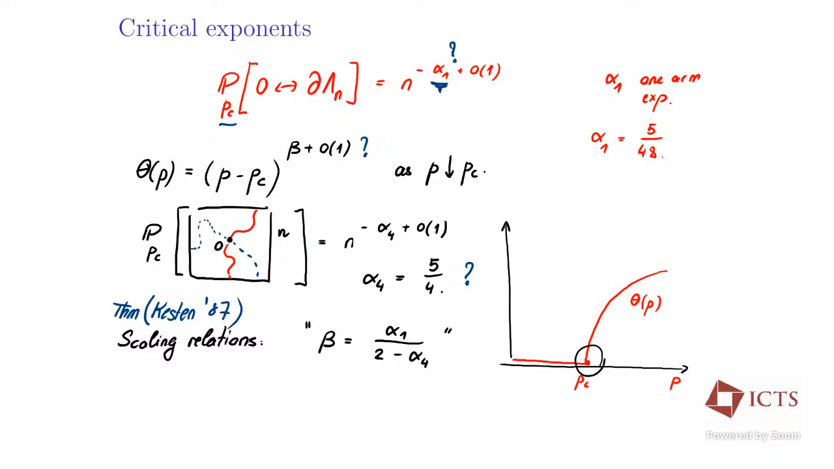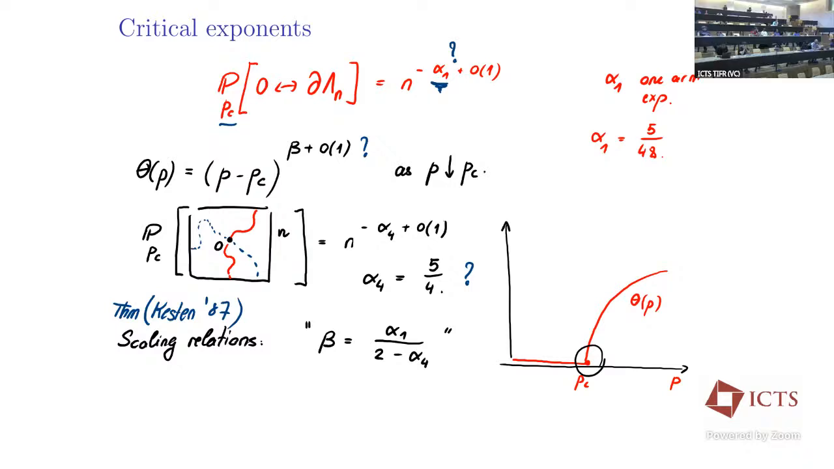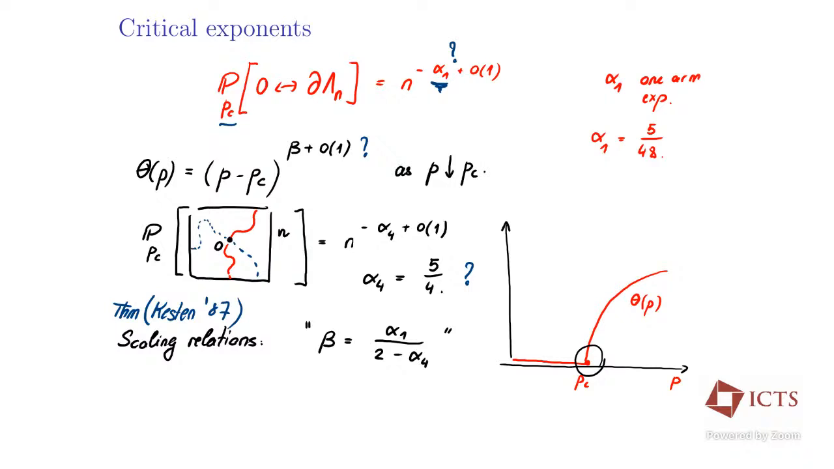Can I just ask one question on scaling relations? Is this something that should only hold in 2D, or are scaling relations in general meant to be the same in all D? Because the alpha 4, I don't know what the analog would be in higher D. Yeah, so there are scaling relations that are supposed to hold in all dimensions.